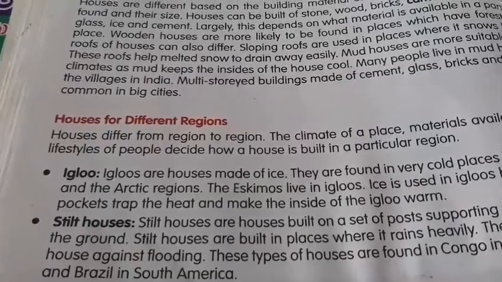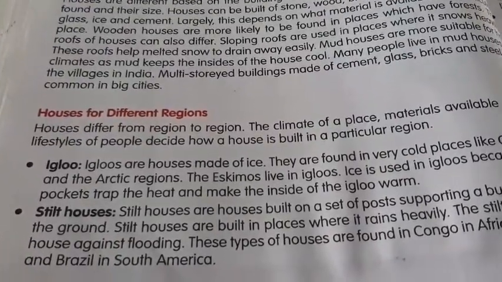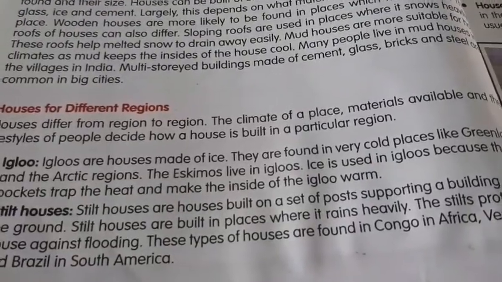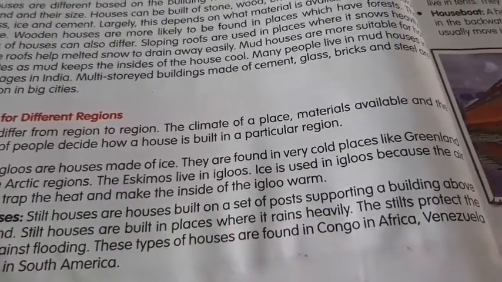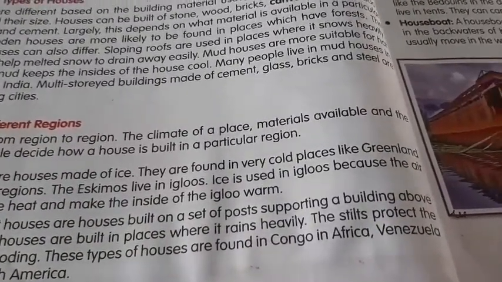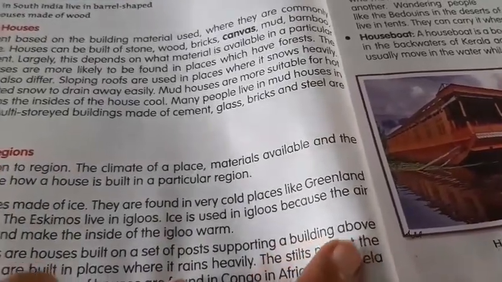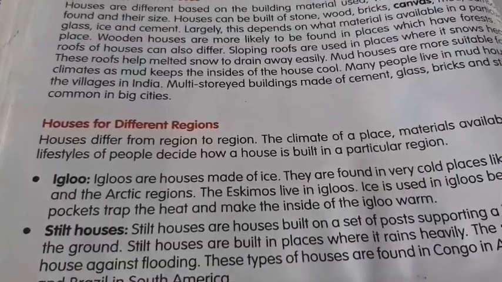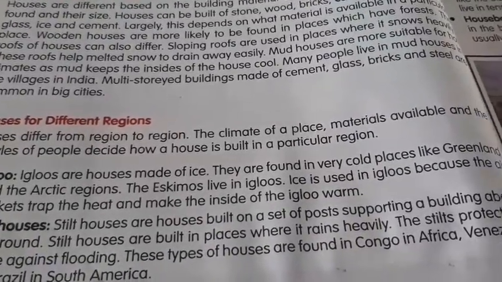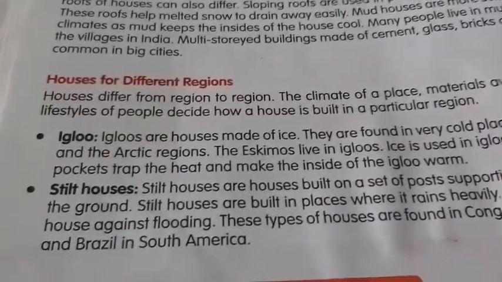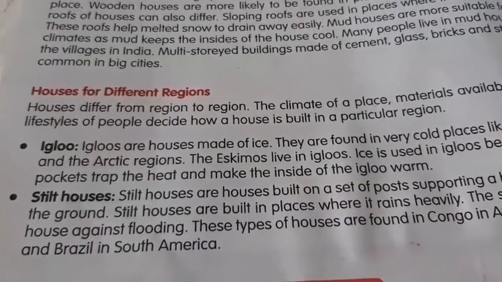It will stick together and no air can pass inside. Okay. Next, stilt house. Stilt houses are houses built on a set of posts supporting a building above the ground. Stilt houses are built in places where it rains heavily. The stilt house protects the house against floods.